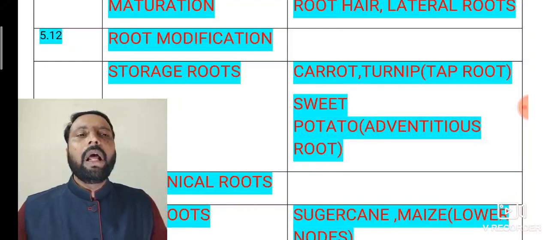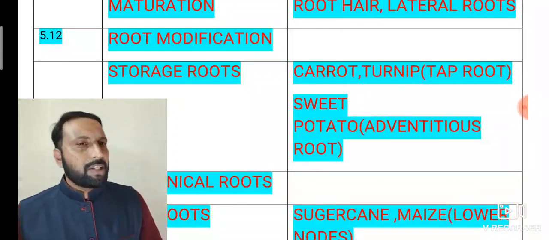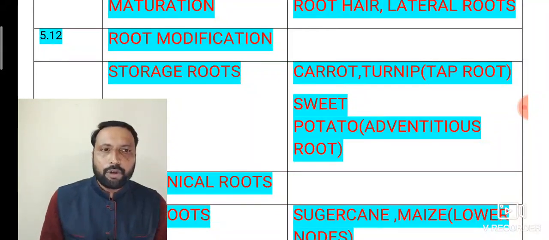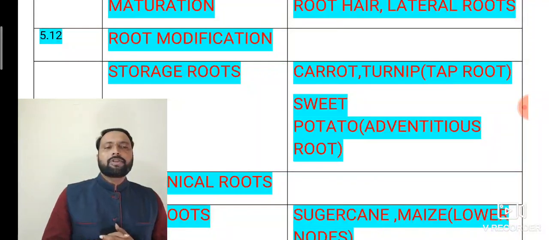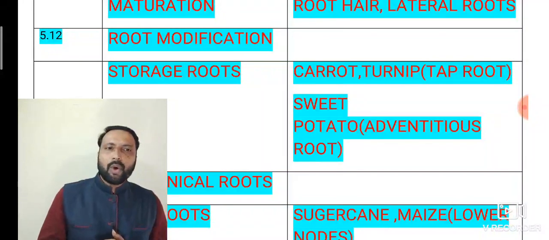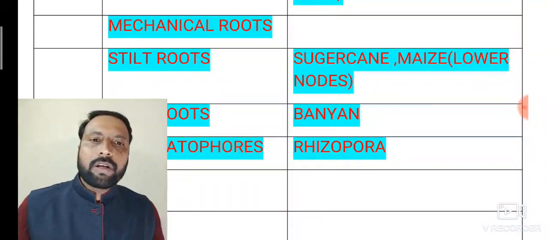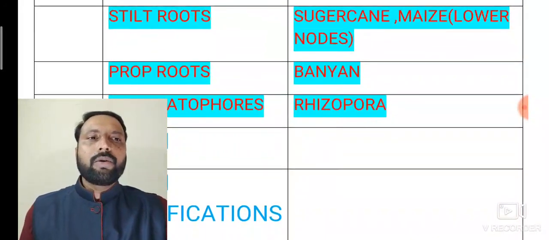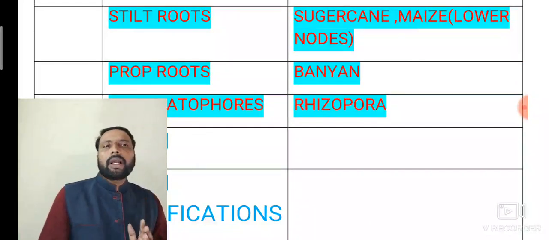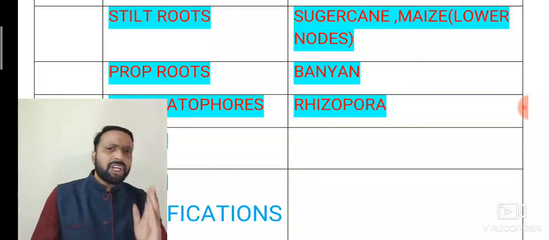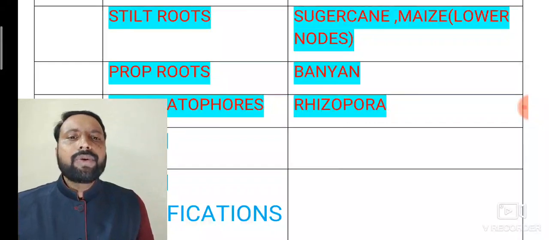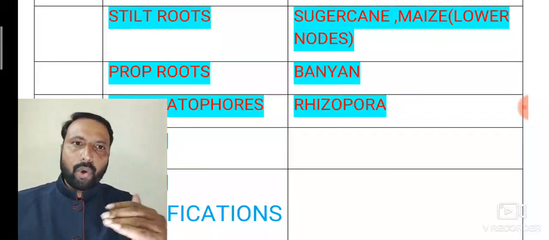Storage roots, example carrot, turnip. Especially in the carrot and turnip, the taproot stores food materials and becomes tuberous. Whereas in sweet potato, the adventitious root stores food materials. Then mechanical roots are there in the stilt root and prop root. Stilt root, example sugarcane, maize. Especially in the sugarcane and maize, roots are developed from the lower nodes.